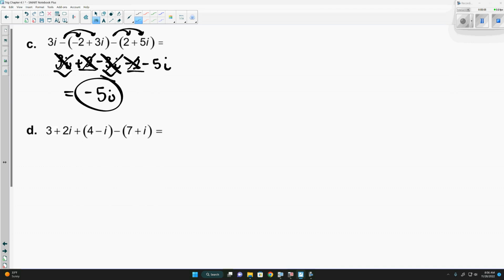So incidentally, that was all that's left. Now with these addition, subtraction, we can actually do these in the graphing calculator.